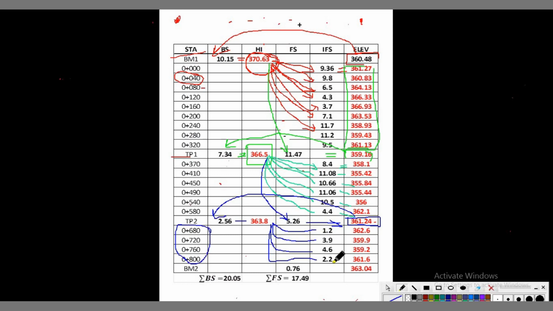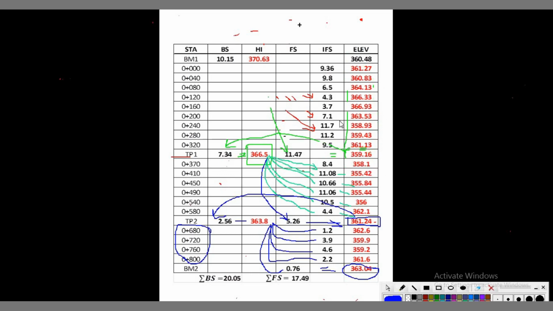And lastly, tapno maalak dagiti elevation ni benchmark 2, 363.8 minus 0.76, that is equal to 363.04. So, from these profile level notes, na masolve ko dagijay elevations iti amin nga points.